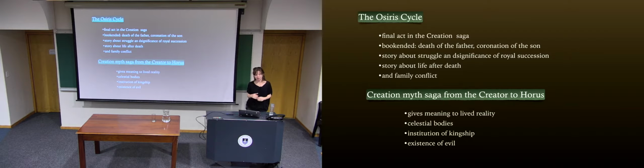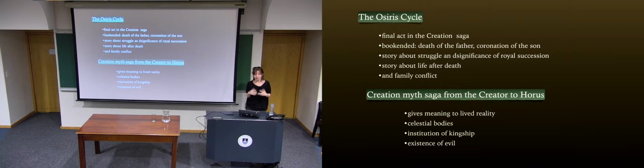But it's more than that too. I mean, it's a story about the struggle and significance of world succession, but it's a story about life after death. It's a story about family conflict. It's a story about family relationships. And for that reason, it has a lot of relevance for not just the kingship, but of course, everyday Egyptians, because they can certainly relate to some of these themes, especially about the family conflict, I would guess.